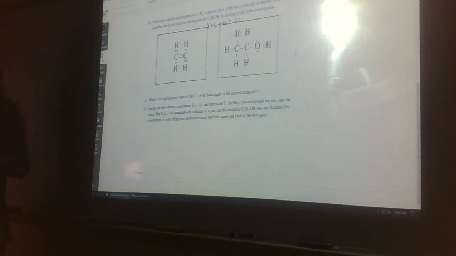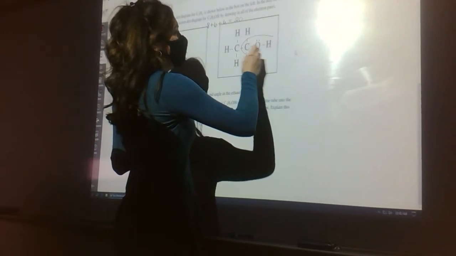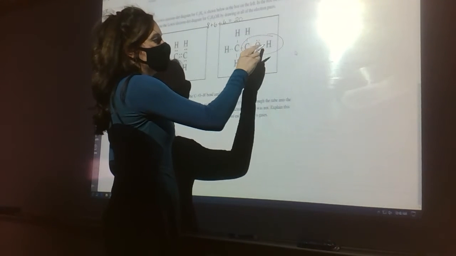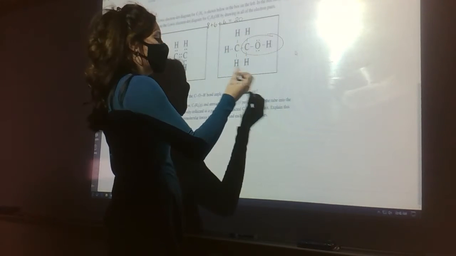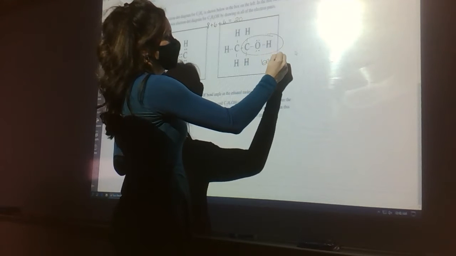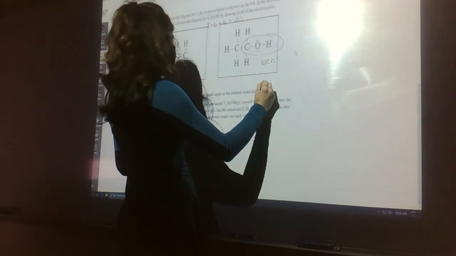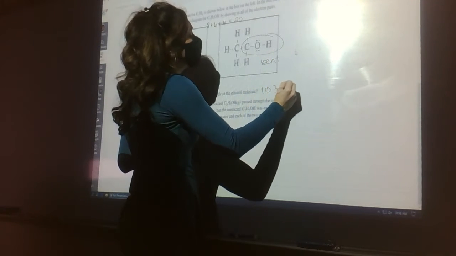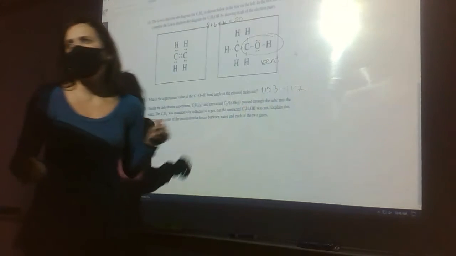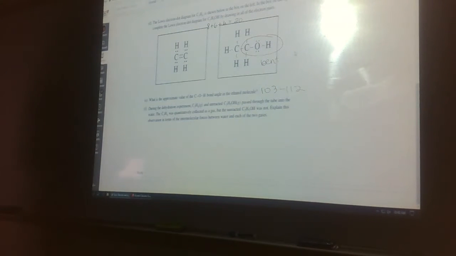Okay? Part E, what is the approximate value of the COH bond angle? The central atom has 2 bonds and 2 lone pairs, so it's bent. They would accept anything from like 103 to 112 for bent. There's no way for you to memorize every single bond angle. You just have to be in the range. It's like this one's like 108, but.